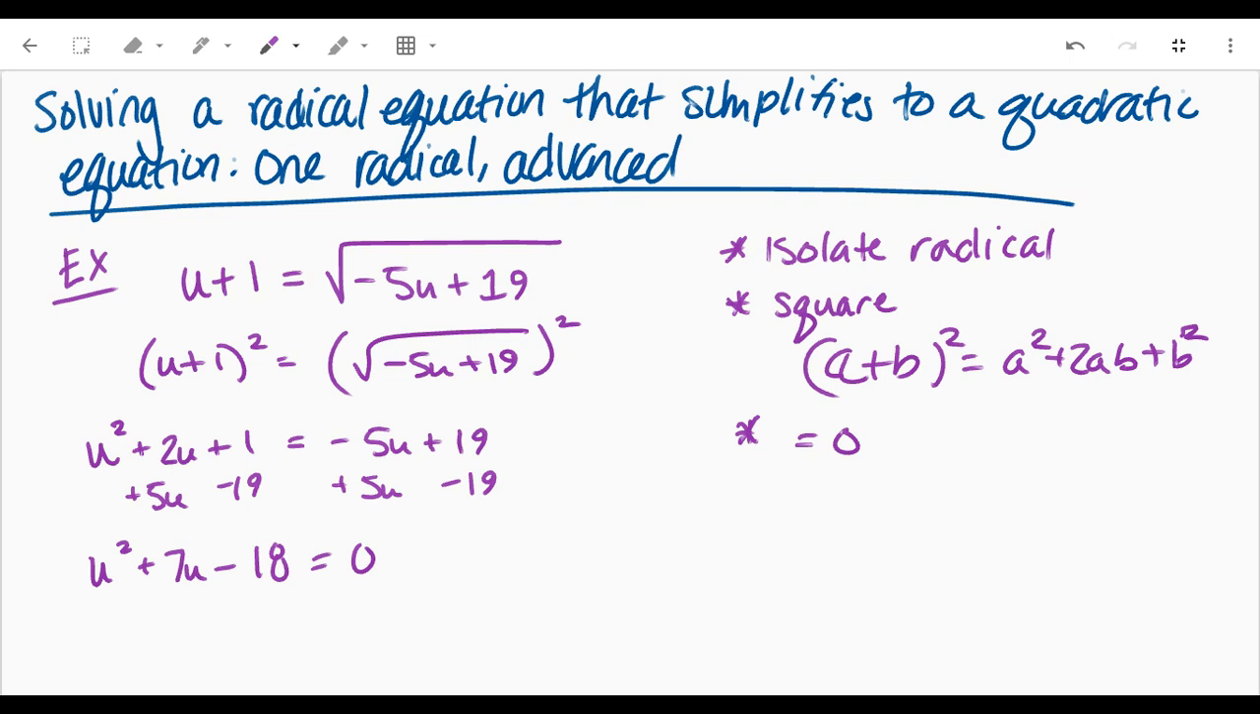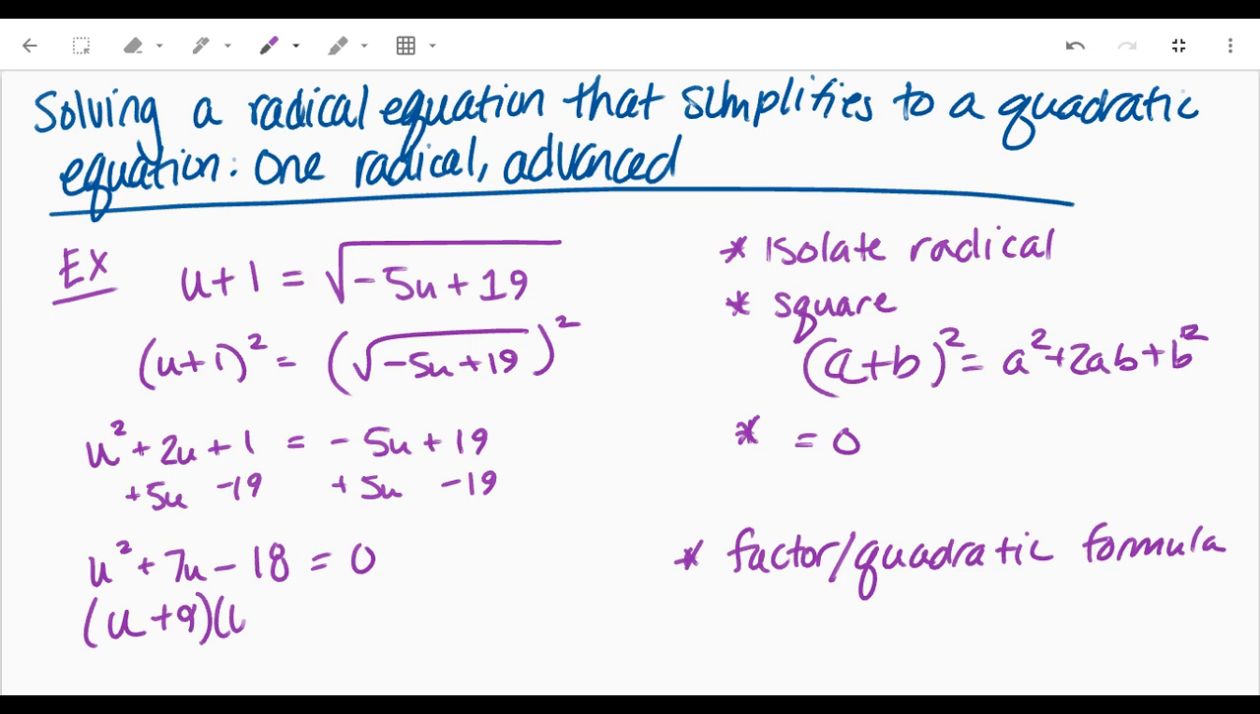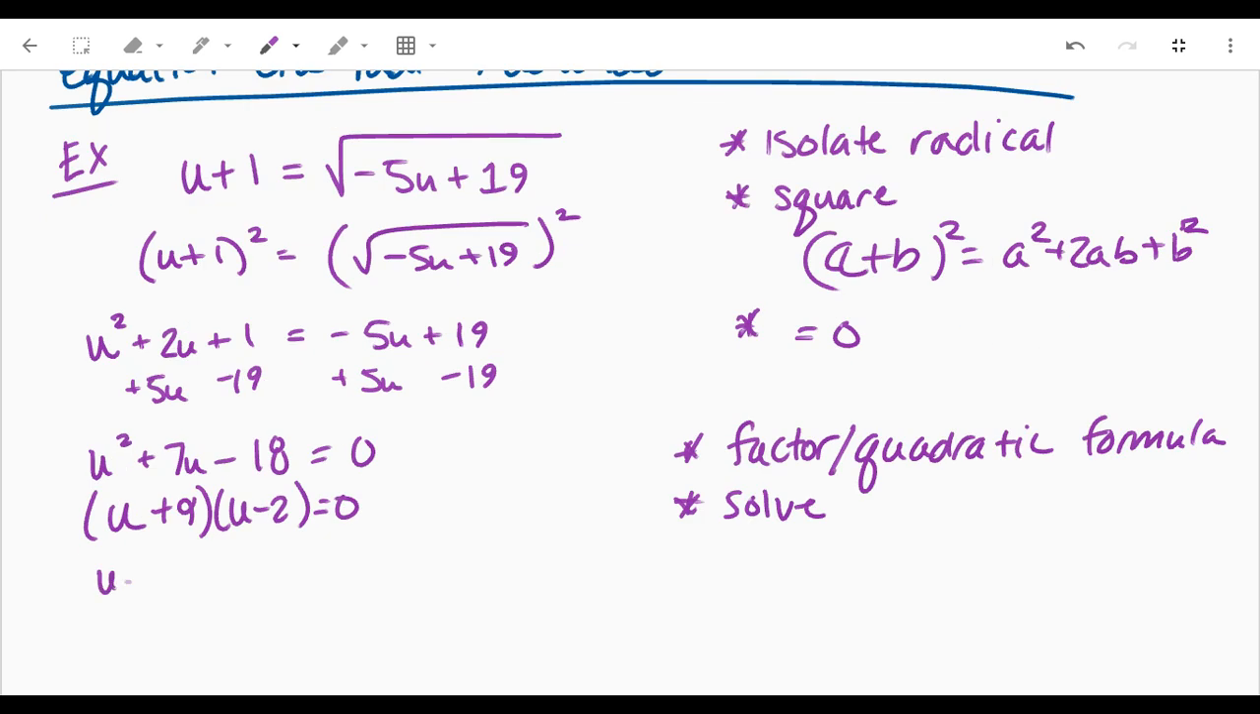All right, now we can factor or use the quadratic formula. I think most of these are going to be factorable. So this would factor to be u plus 9, u minus 2. And we're going to solve. So we would have u equals negative 9 or u equals 2. Okay.